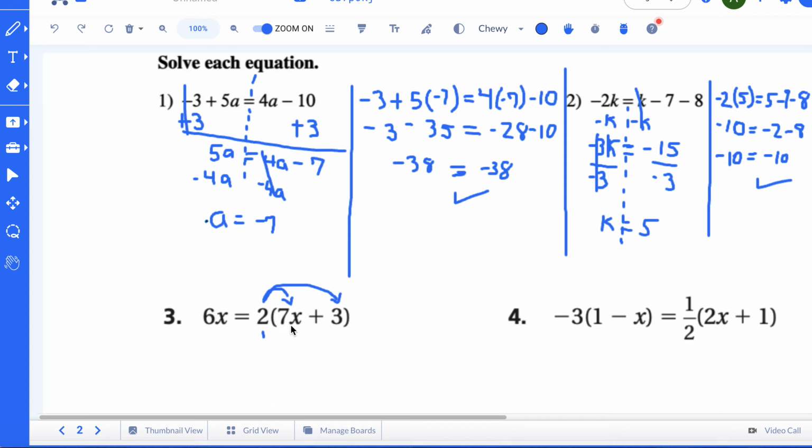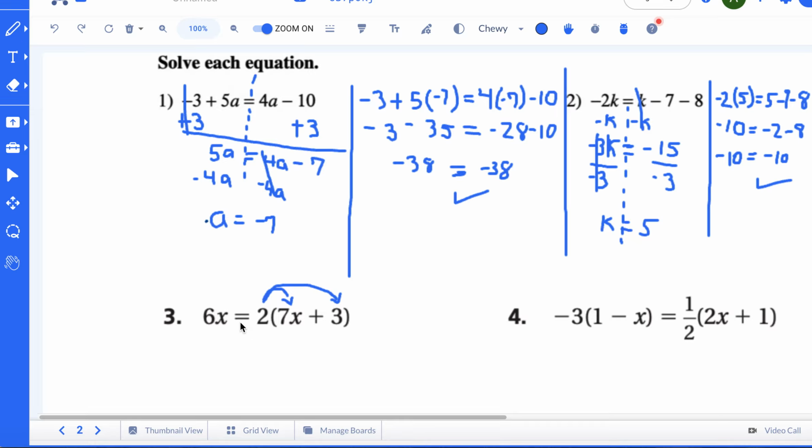That means this 2 multiplies everything that's inside the parentheses. Remember, inside the parentheses, you cannot combine this 7x plus 3 because they're not like terms, meaning 7x has a variable and the 3 doesn't. So they're not the same kind. So you cannot combine. It's like having dogs and cats. You can't combine those.